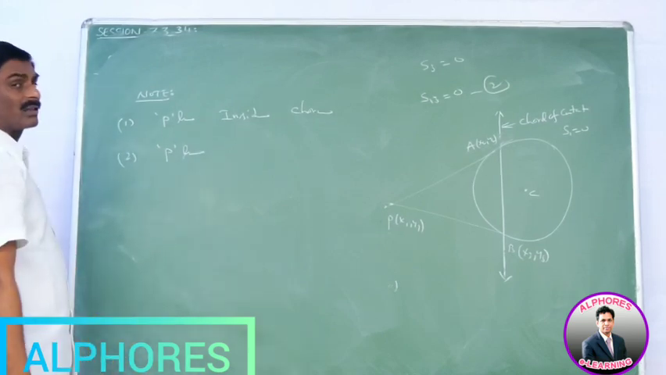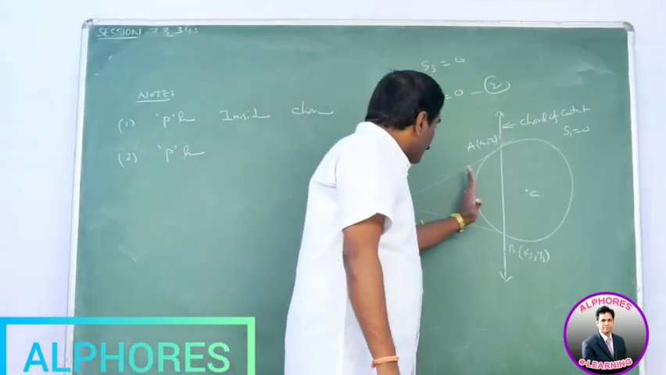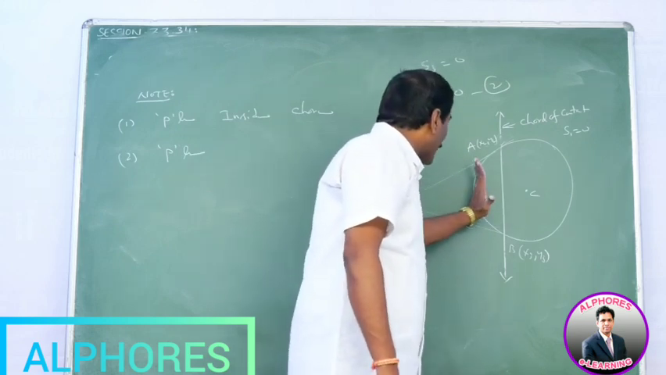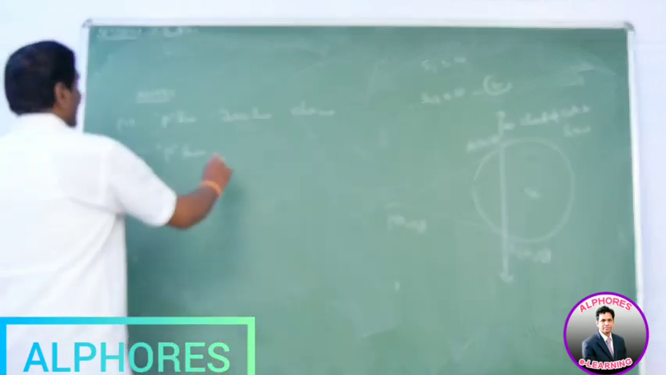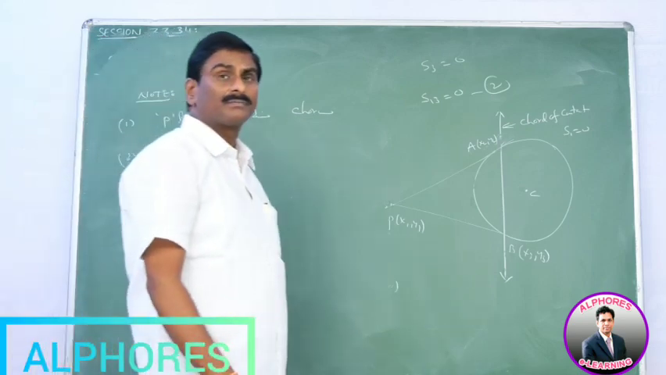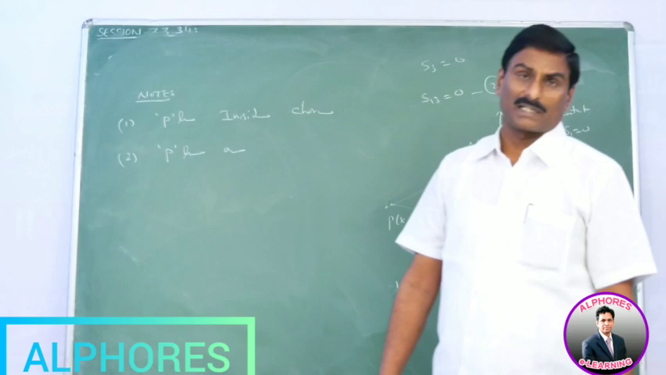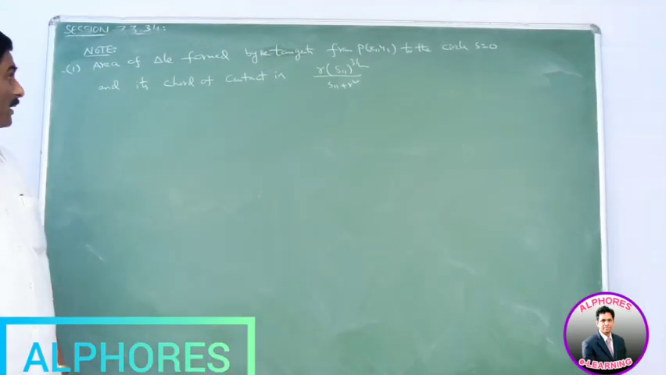If P lies on the circle, suppose P lies on the circle, then the chord of contact coincides with the tangent at P(x1, y1) to the circle. Okay. Next, very important point.